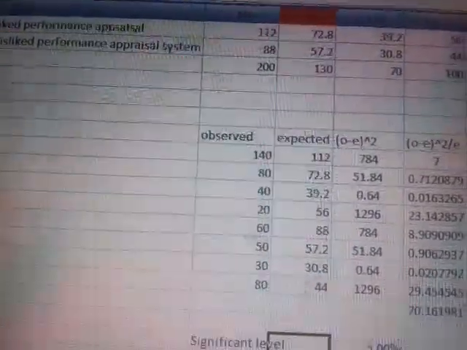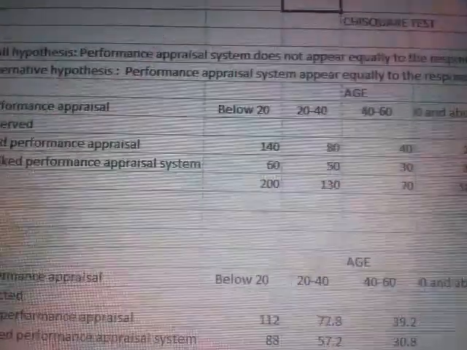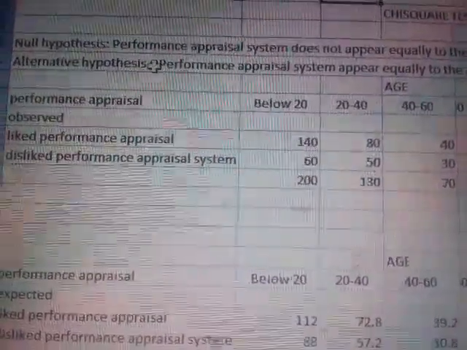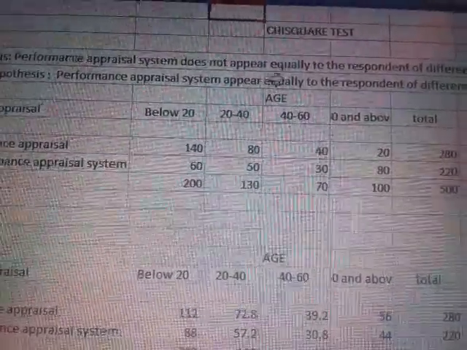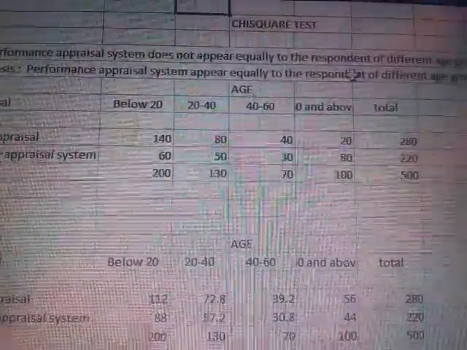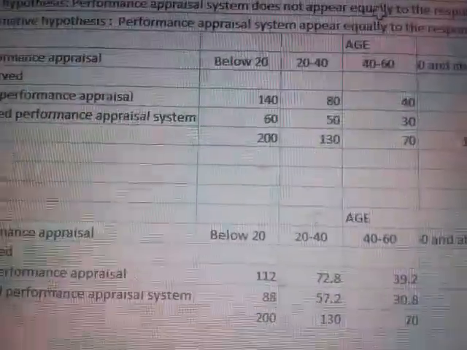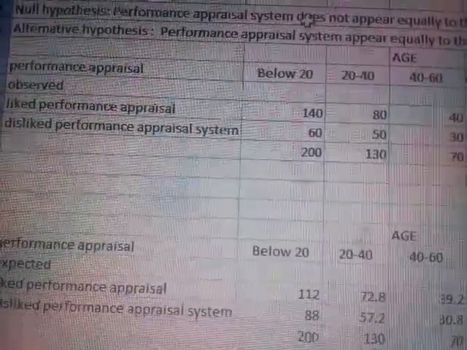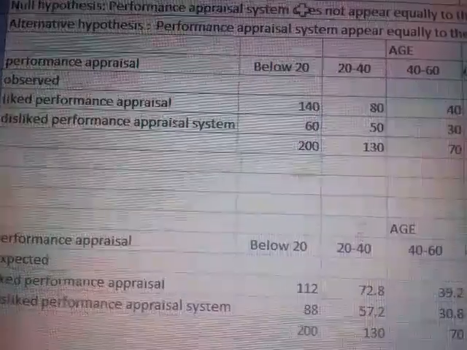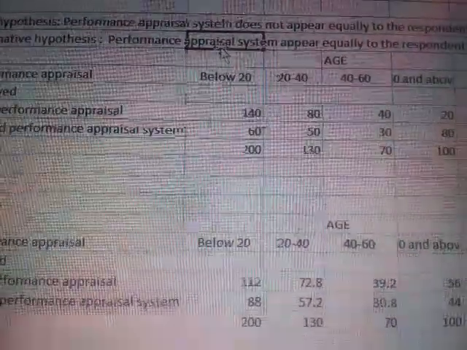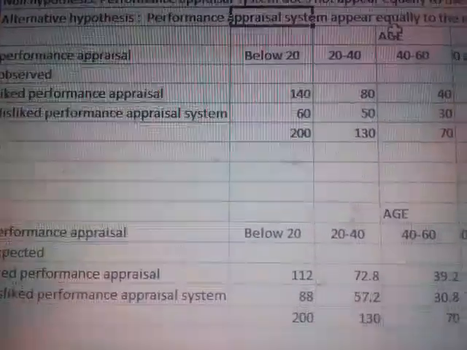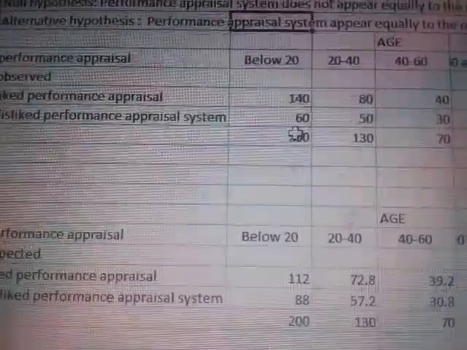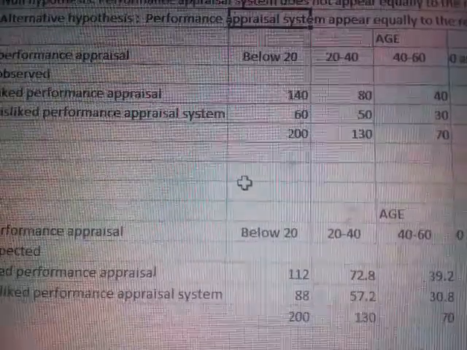So like this only you have to calculate. First you have to frame your null hypothesis and alternative hypothesis. The null hypothesis says the performance appraisal system does not appeal equally to respondents of different age groups. Now your null hypothesis is rejected, so you have to accept your alternative hypothesis.